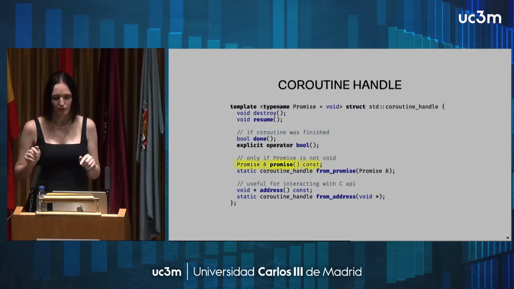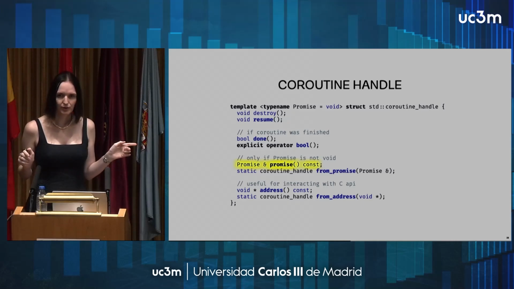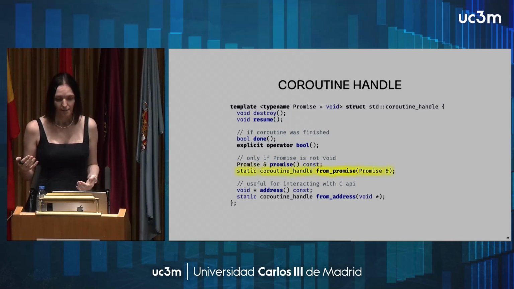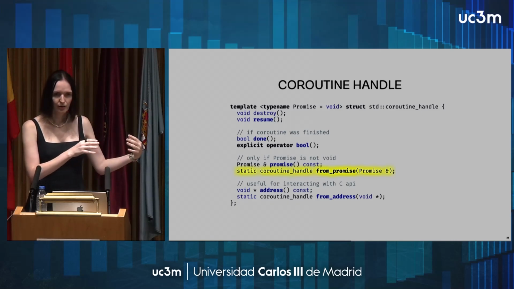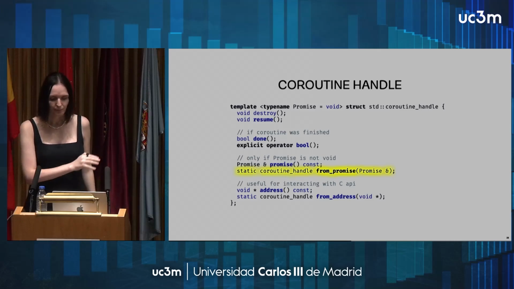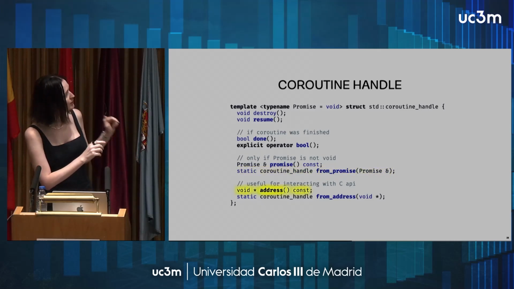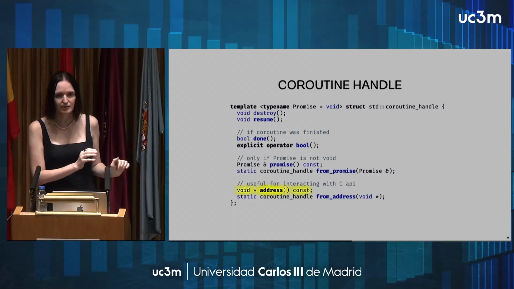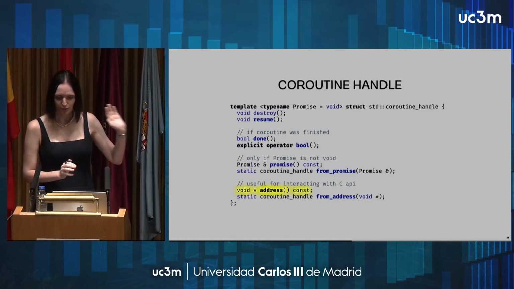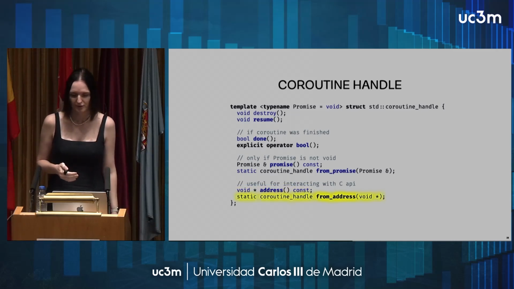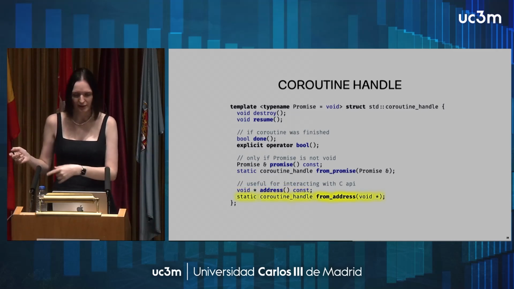Only if it's not a coroutine handle of the type void, which is like an erased thing. And you can also construct the coroutine handle from a reference to the promise type. And you can also convert it into a void star address. So you can actually interoperate with C libraries and just pass void star and not care. And same with from_address. You can convert it back.